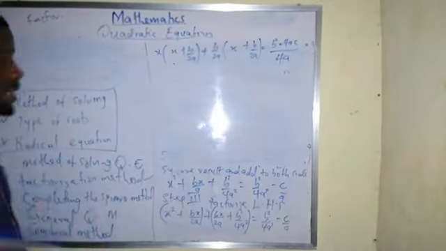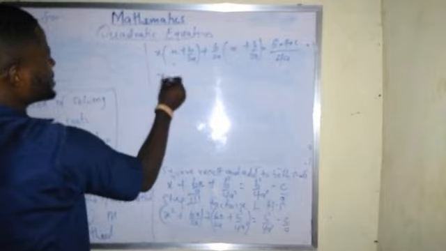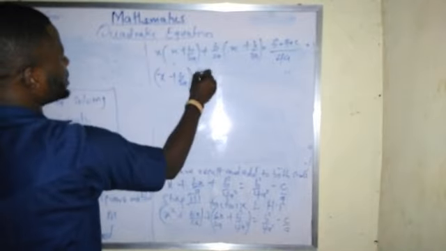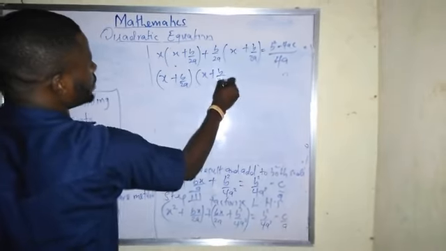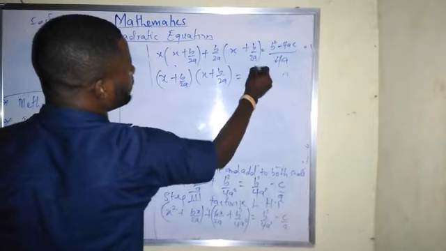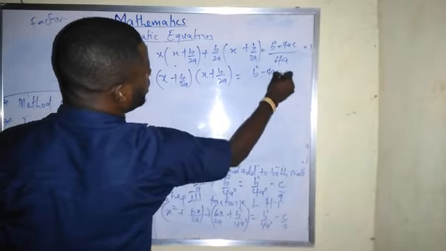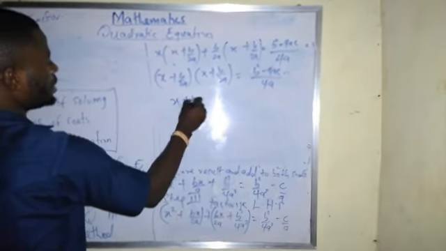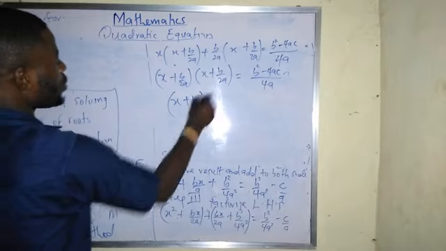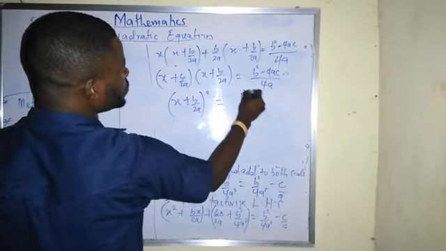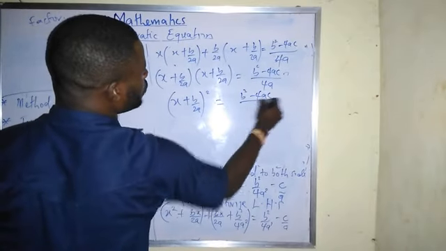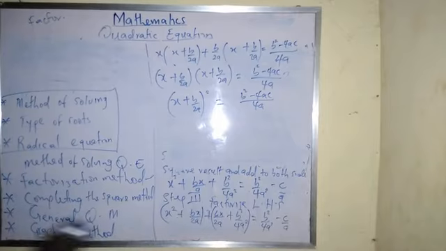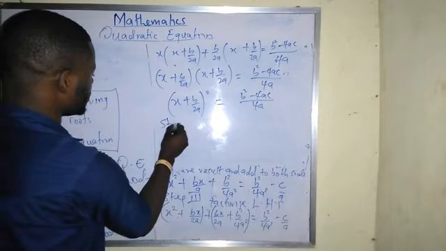I've done that in the factorization method. Now, x plus b all over 2a and x plus b all over 2a equals b squared minus 4ac all over 4a squared. Now, x plus b all over 2a all squared equals what? b squared minus 4ac all over 4a squared. Now, at this point, it is step 4.